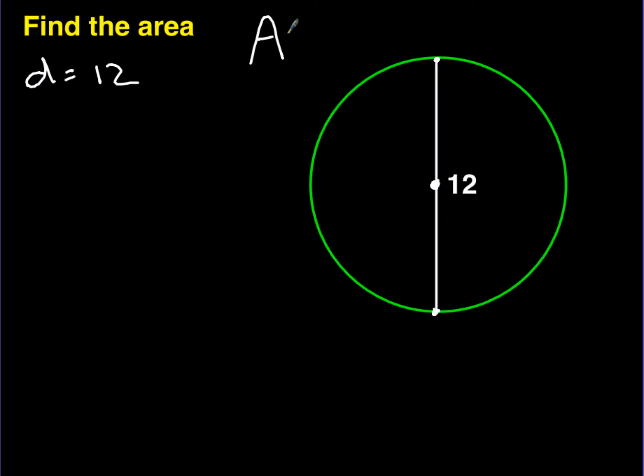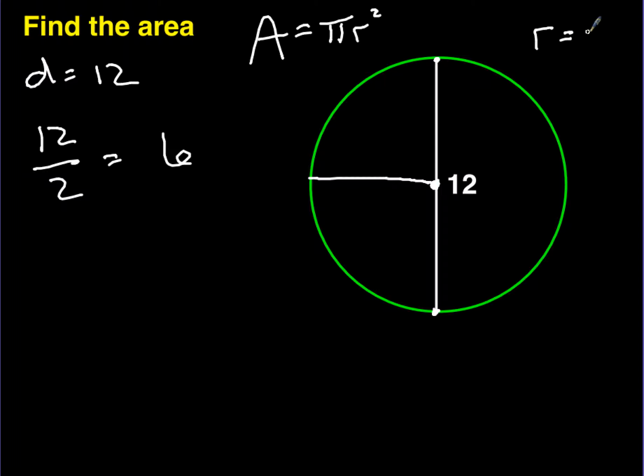Well, my formula doesn't use diameter, it uses the radius. So I've got to figure out, what is my radius if my diameter is 12? The radius is just half of this, right? Radius is half of the diameter. So what is half of 12? Half of 12 is 6. I'm dividing it by 2. 12 divided by 2 is 6. So that means my radius for this particular circle is 6.